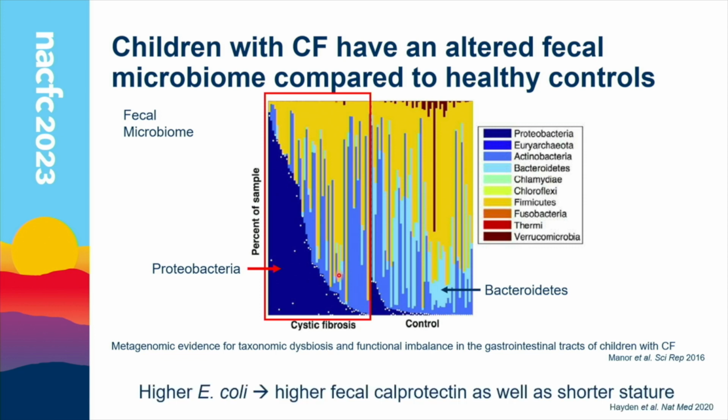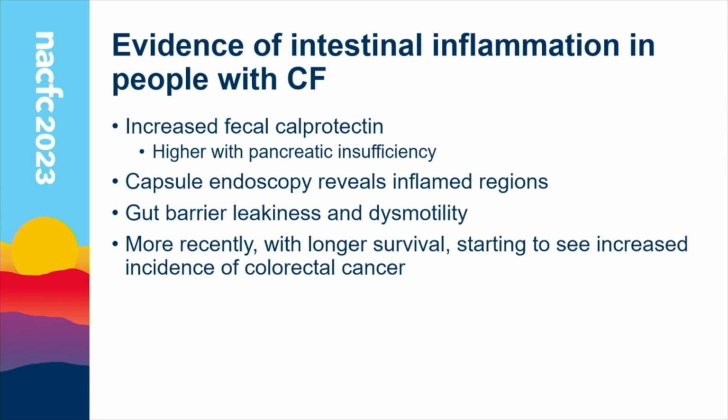It also was shown that higher E. coli was associated with higher fecal calprotectin, which is secreted from neutrophils, so an indication of inflammation. In more recent studies, higher E. coli was also associated with a shorter stature in infants or children, suggesting that E. coli might be pathogenic.